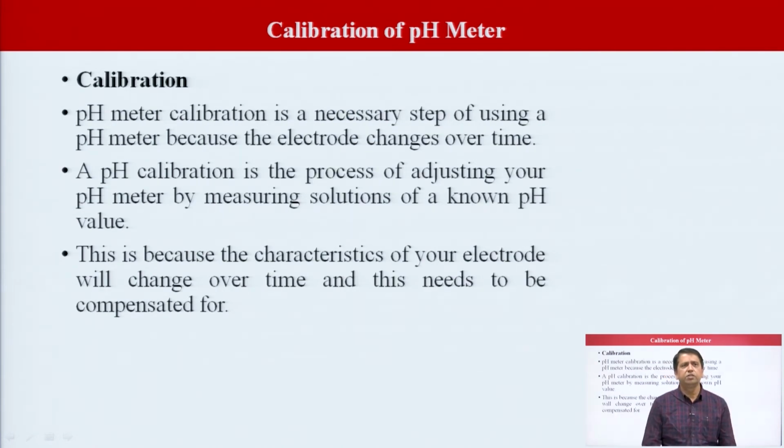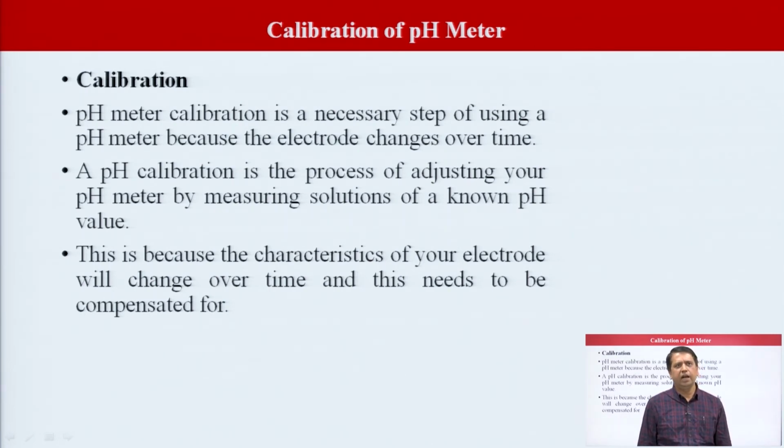So, now the next thing is, what is calibration? How can we calibrate the pH meter? The pH meter calibration is a necessary step of using a pH meter because the electrode changes over time. So, it is very obvious that there may be some change in the overall performance of the pH meter after some time. So, the calibration of the pH meter is very important.